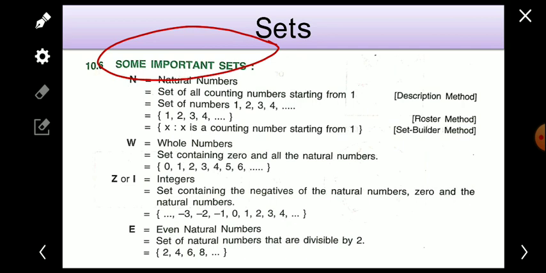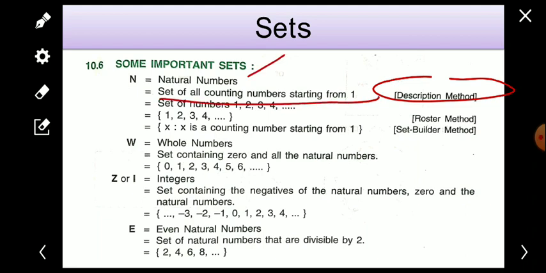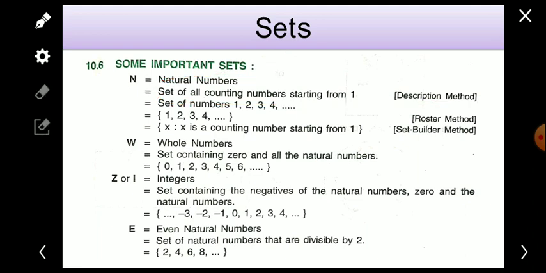Now some important sets are there, like N is equal to natural numbers. It has been represented in the description method, roster method and set builder method. In the description method we write a description showing the elements of the set. Here N is the natural numbers, which means the set of all the counting numbers starting from 1. Or it can be written like this also, set of the numbers 1, 2, 3, 4 and dots.